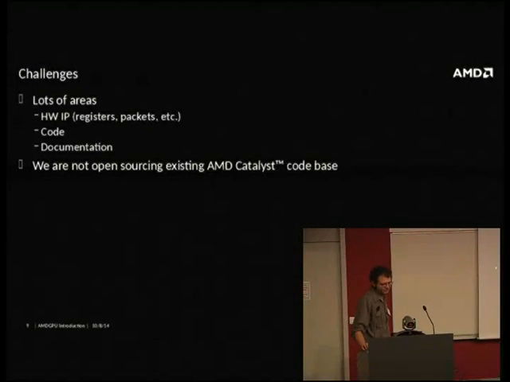So the challenges we're running into: general hardware IP, registers, packets, etc. Getting more people working on open source, and then of course trying to provide more documentation. And there are a lot of various legal issues with open sourcing the Catalyst code, due to third-party IP and things like that being involved in it.